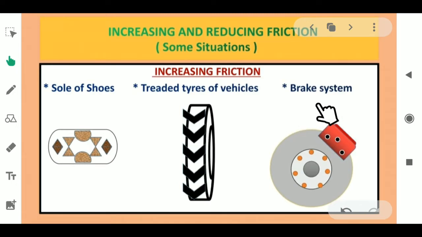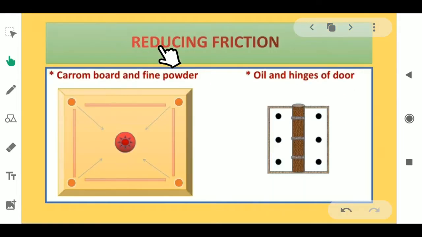And the third case is the brake system. Whenever we apply the brake, the vehicle comes to a stop. Isn't it? So the brake system is also a good example of increasing friction. In all these cases, we are using friction. Friction is responsible for all these situations. Clear? Next one, reducing friction.